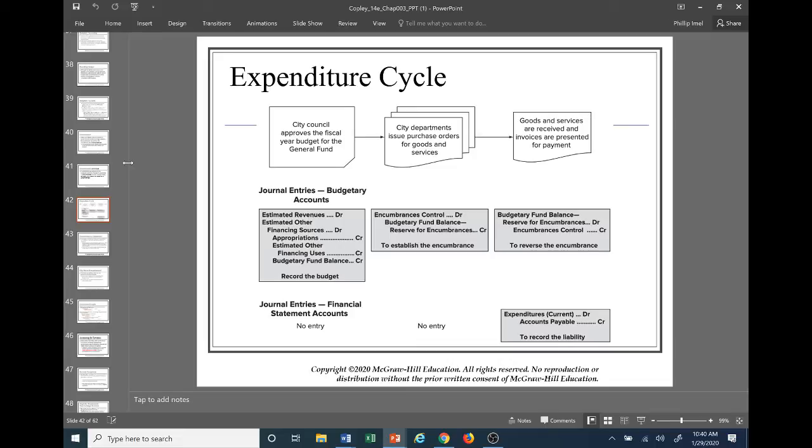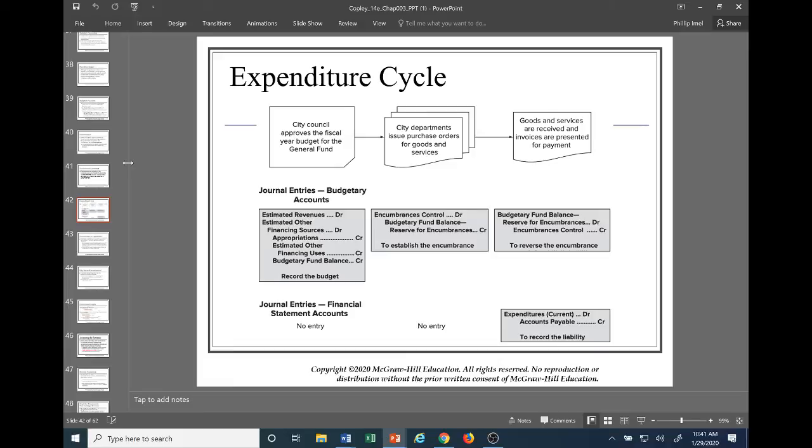It's also going to be a debit to estimated other financing sources. So we have what revenues we think we're going to bring in, which is from taxes and stuff of that sort, forfeitures and fines, stuff of that sort. And estimated other financing sources. So that's pretty much everything we think we're going to bring in, from revenues and other financing sources. They're both debited, right? Then we're going to credit appropriations, which is what the government expects to spend and or incur liabilities on, right?